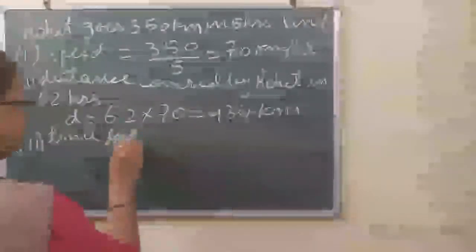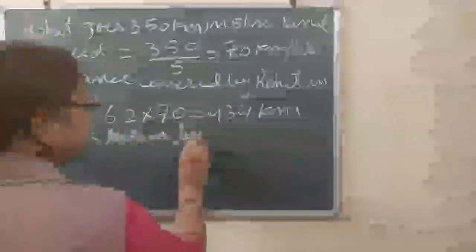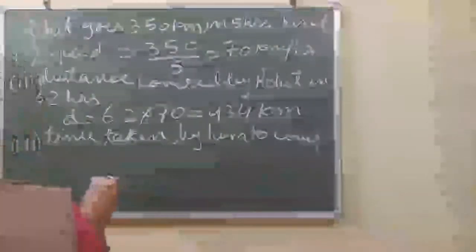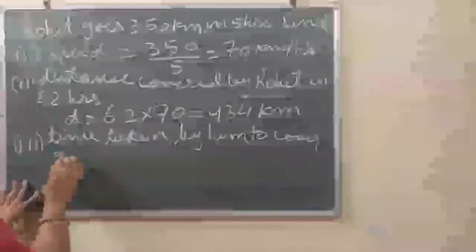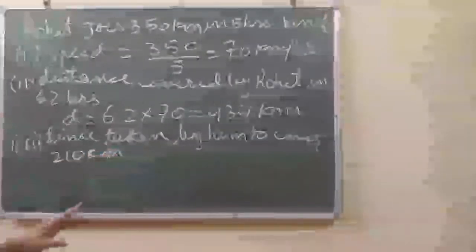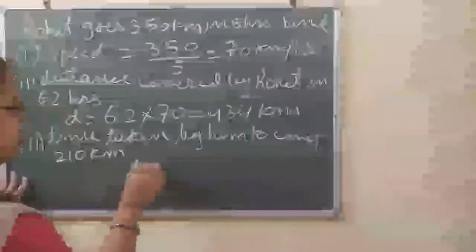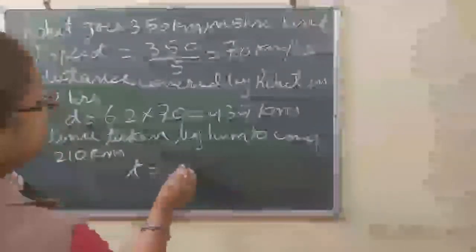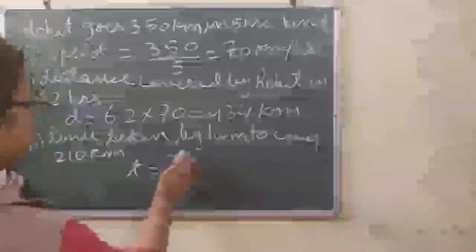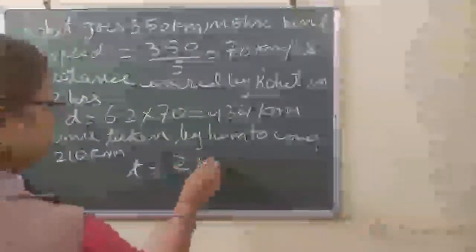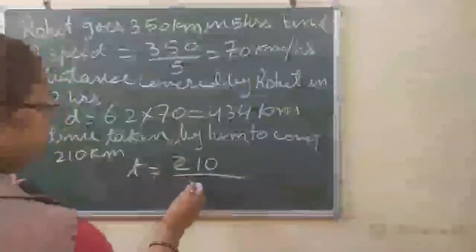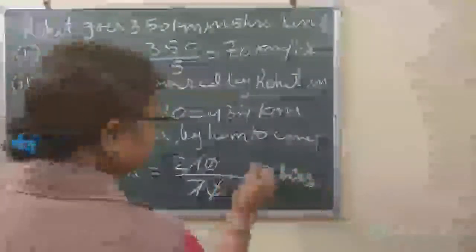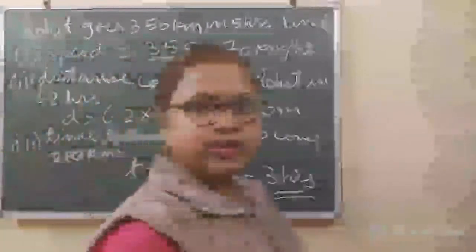Speed is what? 70. Then find out the time taken by him to cover 210 kilometer. Okay. So how will we do? Time is equal to distance by speed. Sorry, distance is given here, 210, and speed, which one we will take? 70. Okay, so this and this cancel, 3 hours. Okay, so this much is only for today's class.